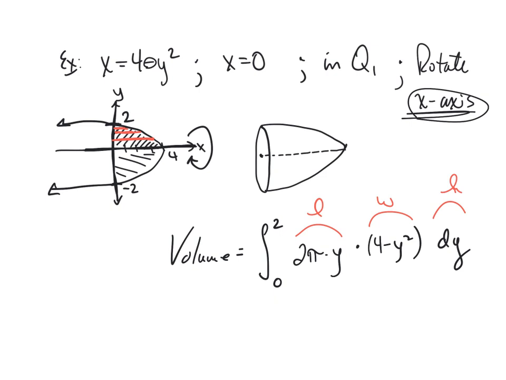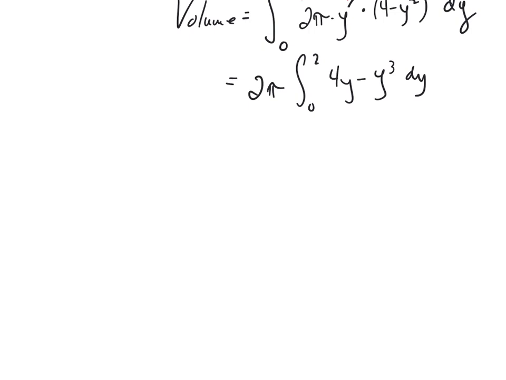Feel free to pause the video if you need to examine your formulas to see how we set that up. But now I'll just move on to the computation. I'll factor out the 2 pi, get that out of everybody's way, and then distribute the y inside. So y times 4, y times negative y squared. Slide the screen up so we have a little bit of room to work. And now integrate.